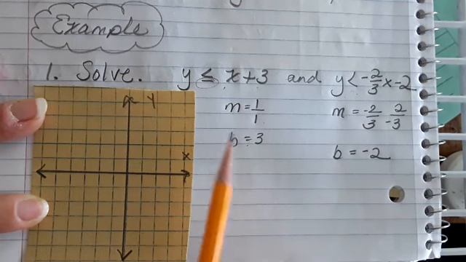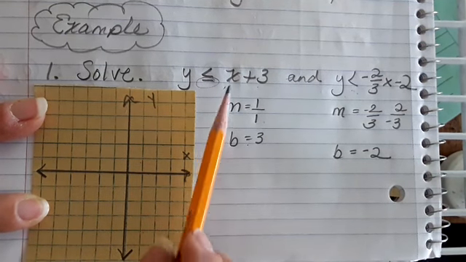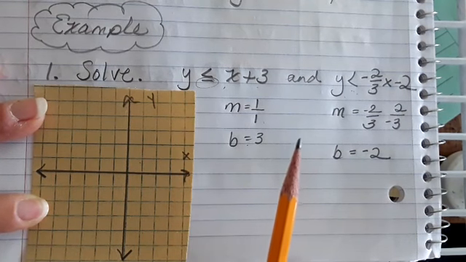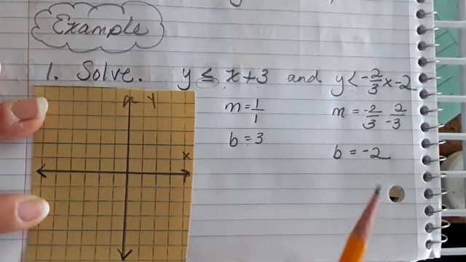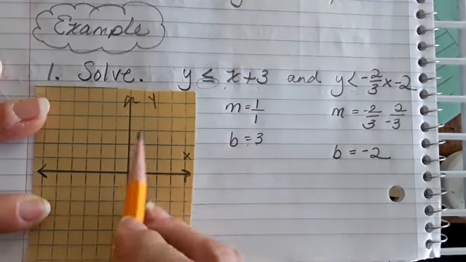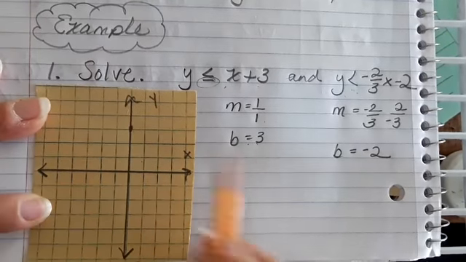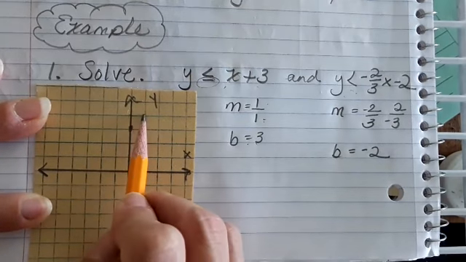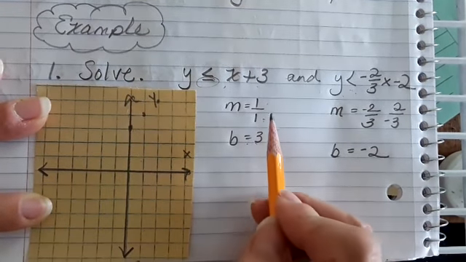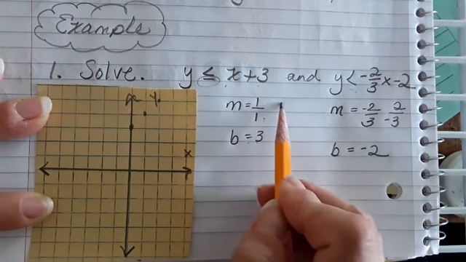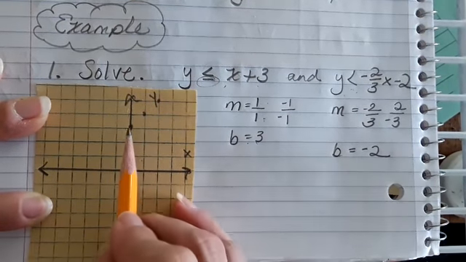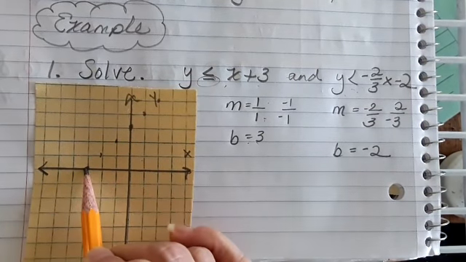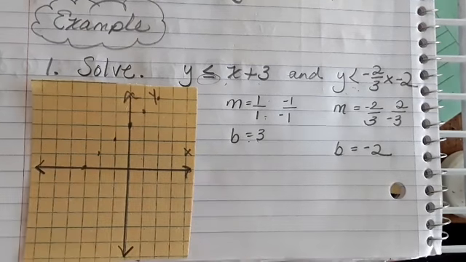Will I shade above or below? According to the inequality, it's a less than of some kind. Below. You can always use a test point to make sure you're right if you are unsure of that. So start at your 3 on your y-axis, and this means up 1, right 1. You can go up 1, right 1, up 1, right 1. What is your other option? Down 1, left 1. So this is going to split our graph into two parts.